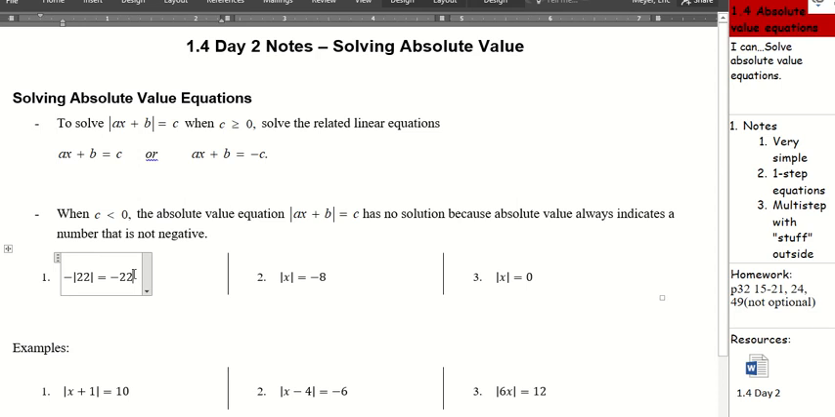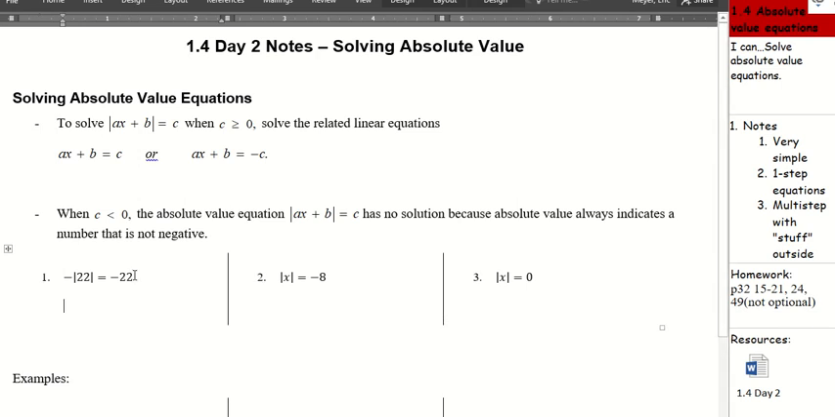It would be very different if I had something like the absolute value of negative 22. Well, the absolute value of negative 22 is 22. So see how these two things are different. On the outside, the negative sticks with us.